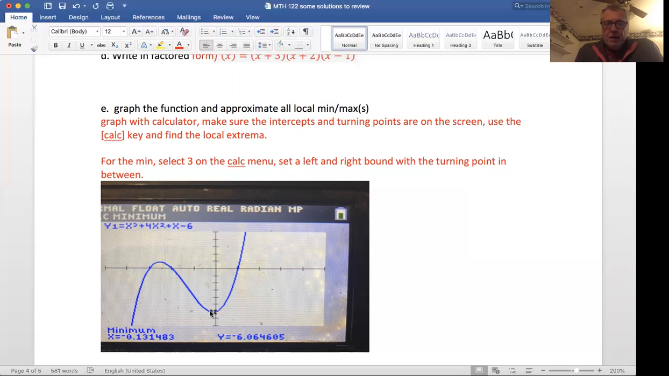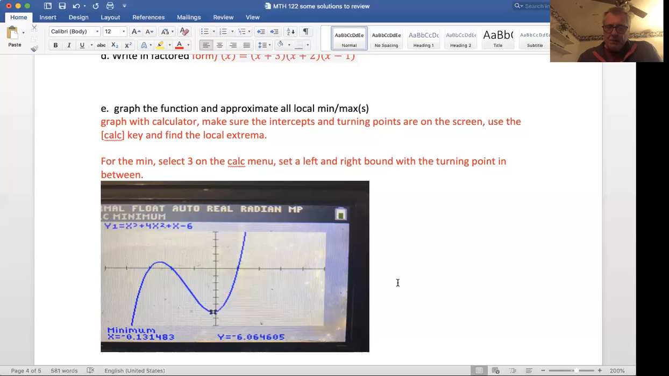For the min, select 3 on the calc menu. The calc menu is a second function for window. Set a left bound, that'd be over here, and a right bound. Move your cursor over here so that that low point is someplace in between. Then hit enter, enter, and enter. And it yields an x value of minus 0.13. So that's our minimum.